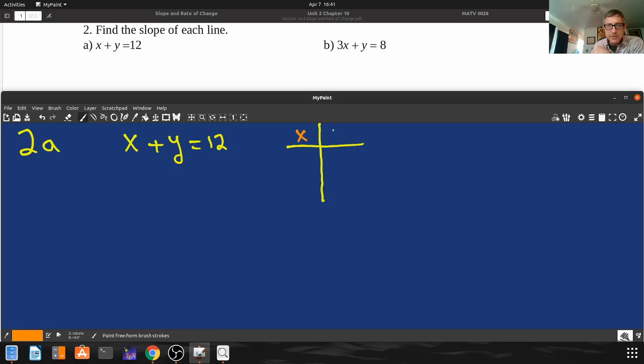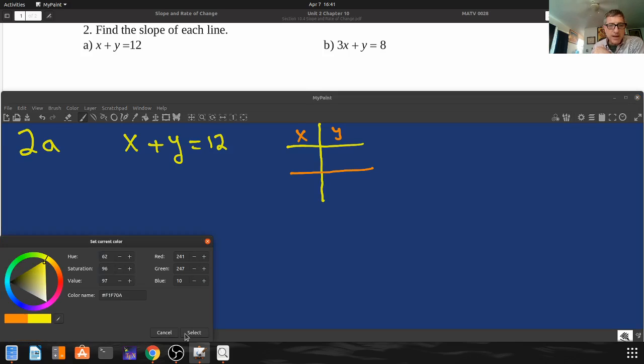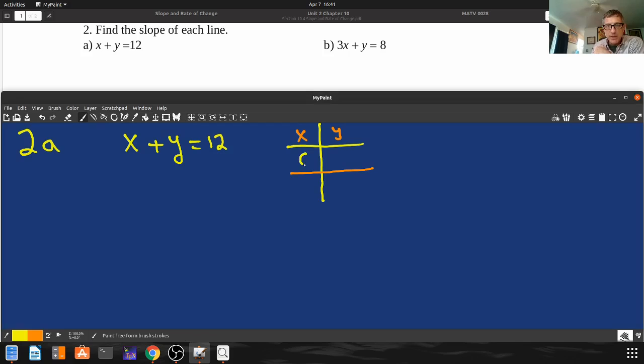Here's my x, and here's my y. And it's always a good way to start out by trying to find the intercepts, because it makes things easier if I can set one of my variables equal to 0. So when I set x is equal to 0, I get y is equal to 12. So I find the point 0, 12 immediately.